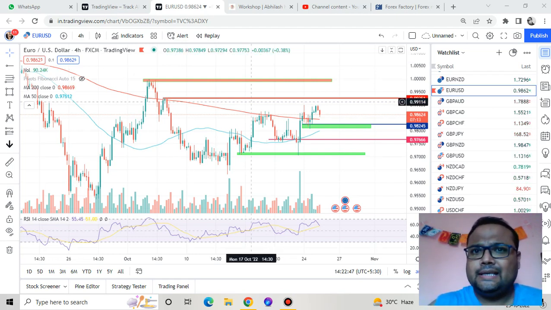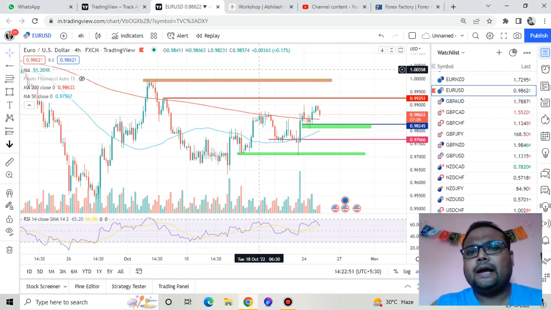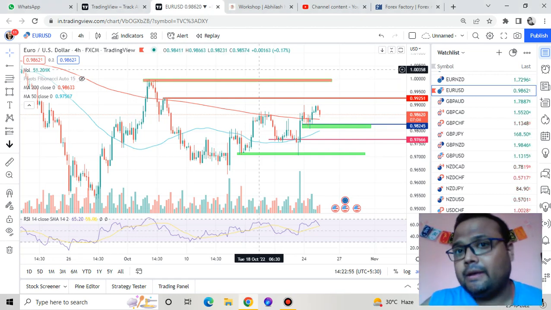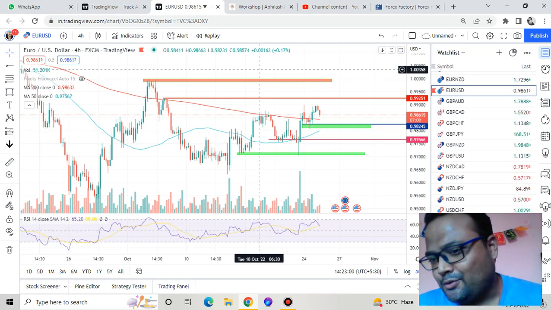Okay, so these levels, whatever I'm mentioning right now, are for day trading purposes only, because right now I do not see any clear swing trading opportunity in the market, so I am avoiding. If I miss anything, then please write down in the comment section. I would love to learn from you.